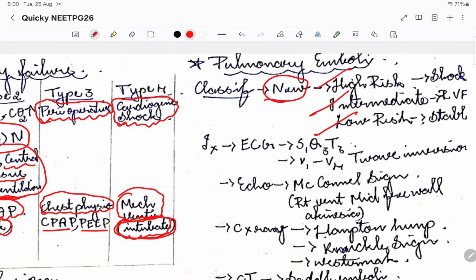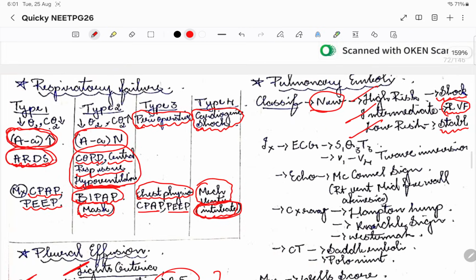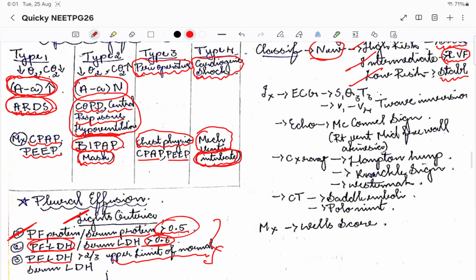Okay, high risk meaning there is shock in the patient, whereas if there is right ventricular failure because of the pulmonary embolism, then it is going to be intermediate. Whereas if it is a stable patient, then it is a low risk pulmonary embolism. Okay, so what are the investigations that we do? ECG, echo, chest X-ray, and CT.